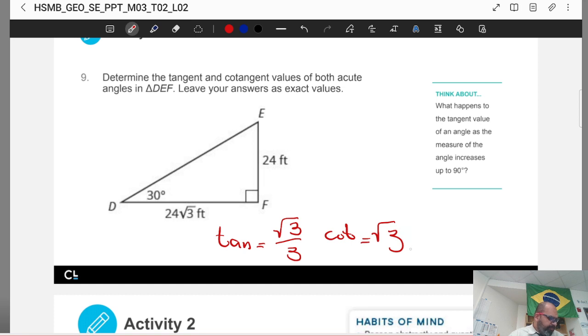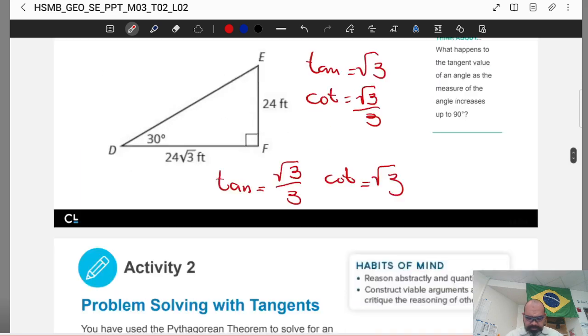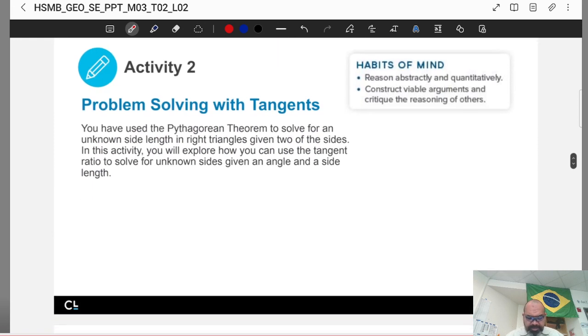And in triangle DEF, the angle E, this guy here, the tangent is square root of 3, and cotangent is the square root of 3 divided by 3. I hope you got this one. Great. Let's go to page 553. You have used the Pythagorean theorem to solve for unknown side length in right triangles given two of the sides. In this activity, you will explore how you can use the tangent ratio to solve for unknown sides given an angle and the side length.